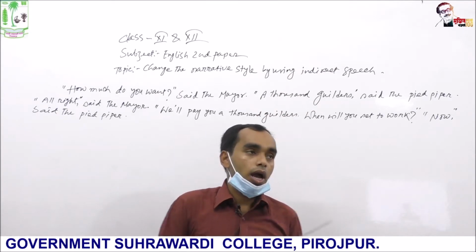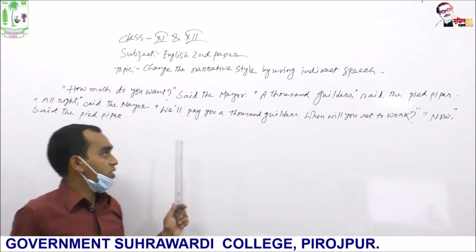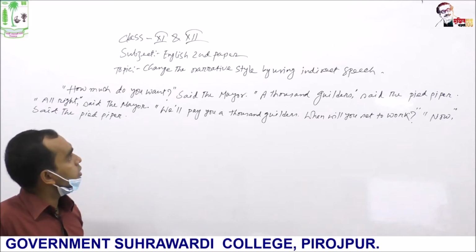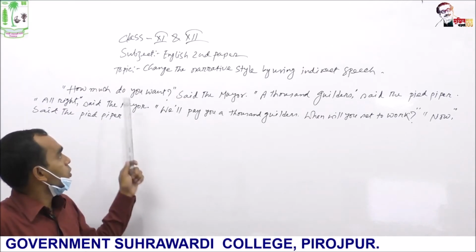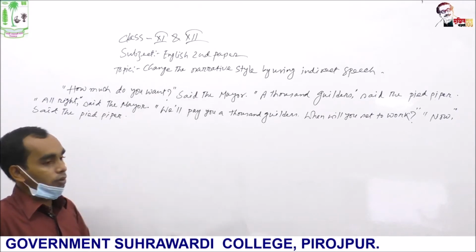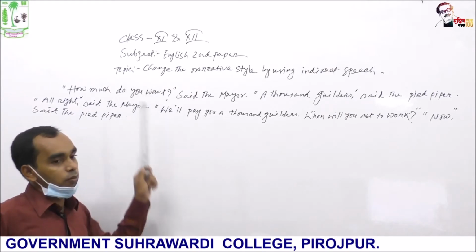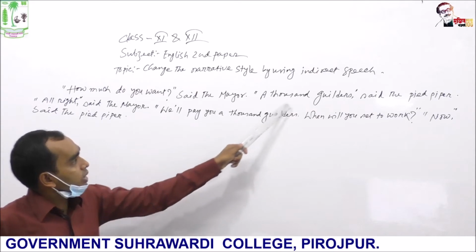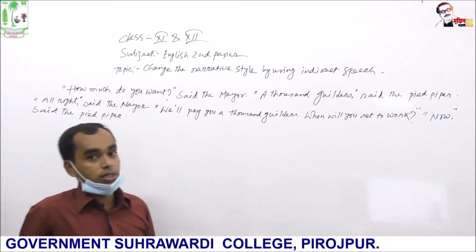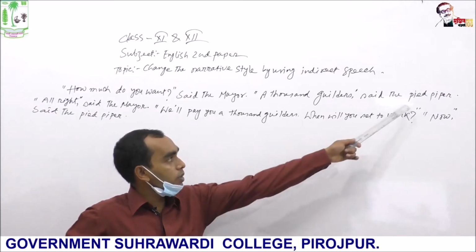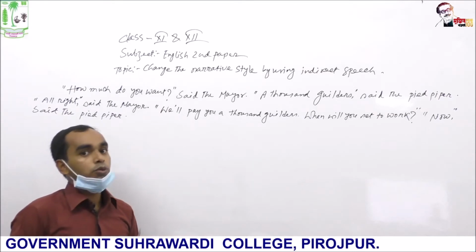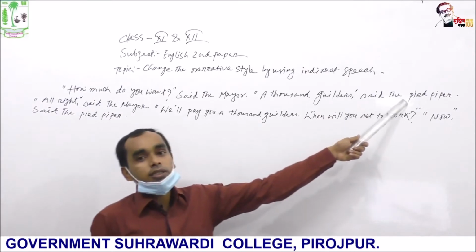Now I am going to read out the speech that has been written on the board. "How much do you want?" said the mayor. So the first speech is delivered by the mayor. Who is the speaker of this sentence? The mayor. "1,000 guilders," said the Pied Piper. So there are two persons in this passage: the mayor and the Pied Piper.